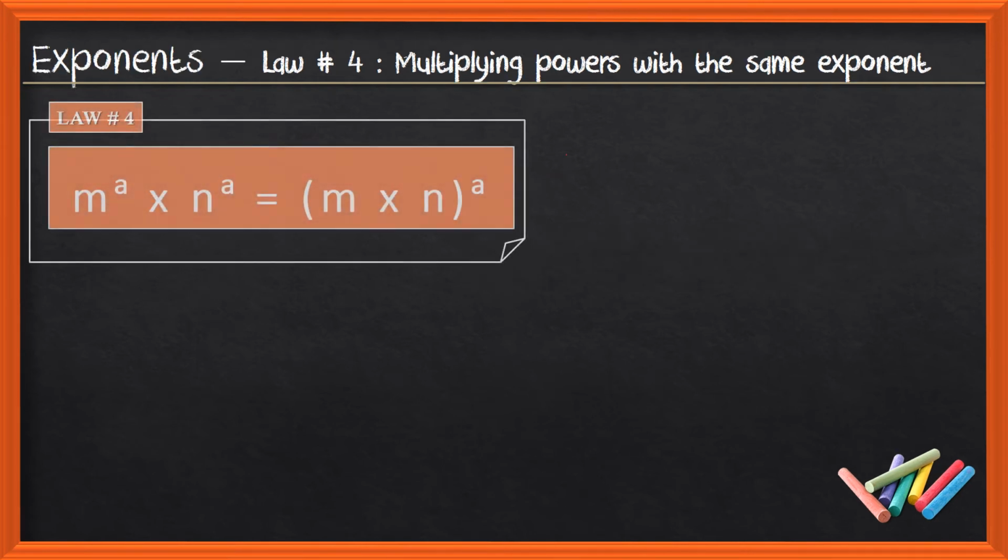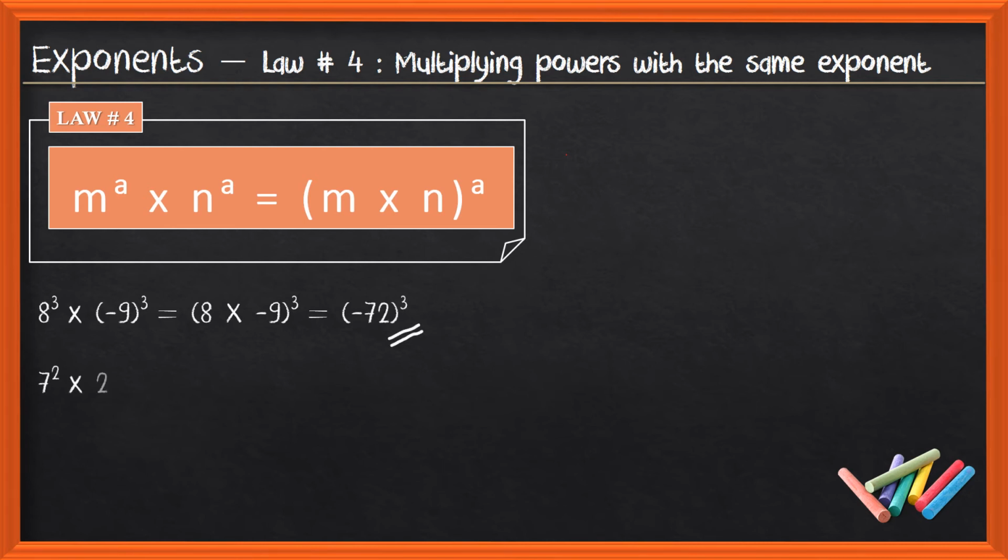Let's try solving some problems applying this law. 8 to the power of 3 times negative 9 to the whole power of 3 is equal to 8 times negative 9 the whole power 3, which is equal to negative 72 the whole power 3.